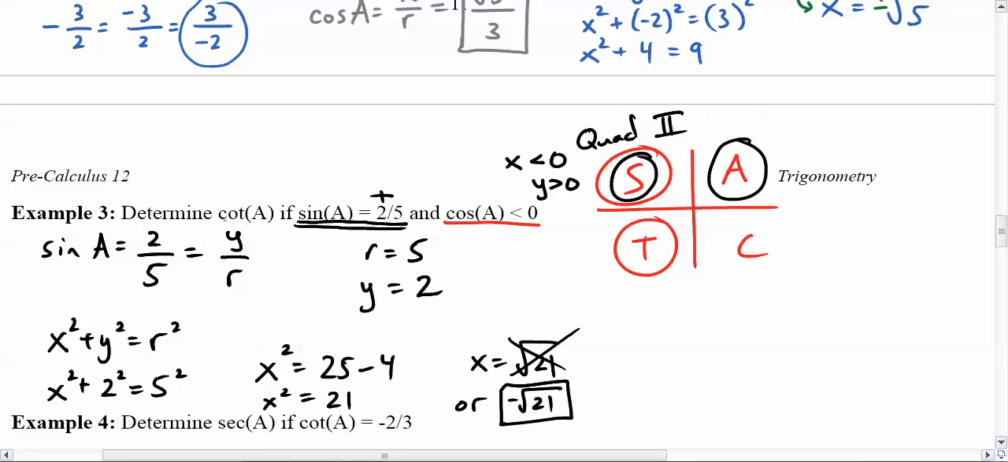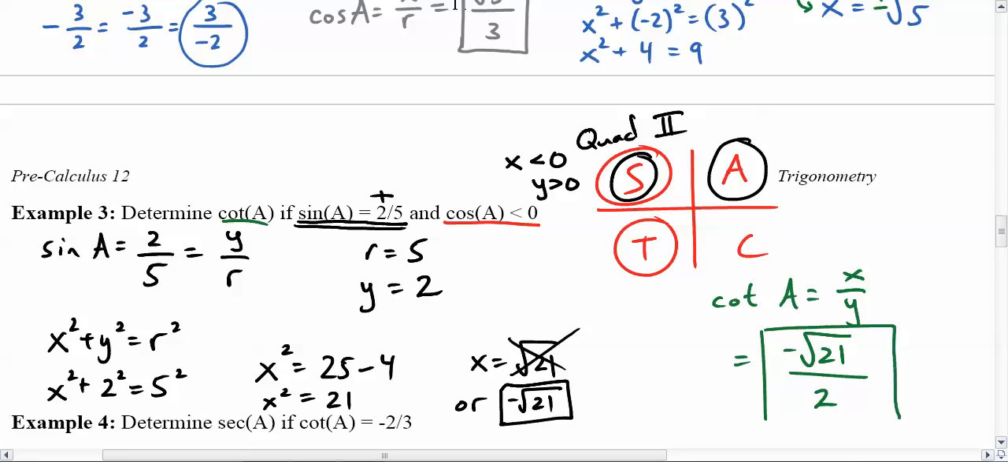So now I can figure out what cotangent A is. Cotangent A from the first page is x over y, which is negative root 21 over 2. The answer is negative, which is great because I know that cotangent should be negative in quadrant 2. Are there any questions?